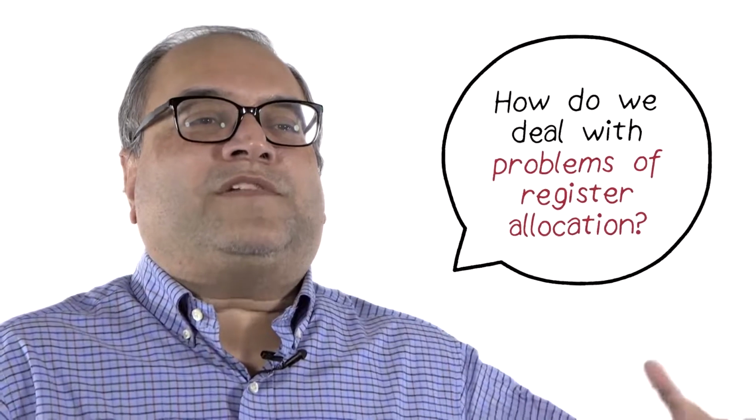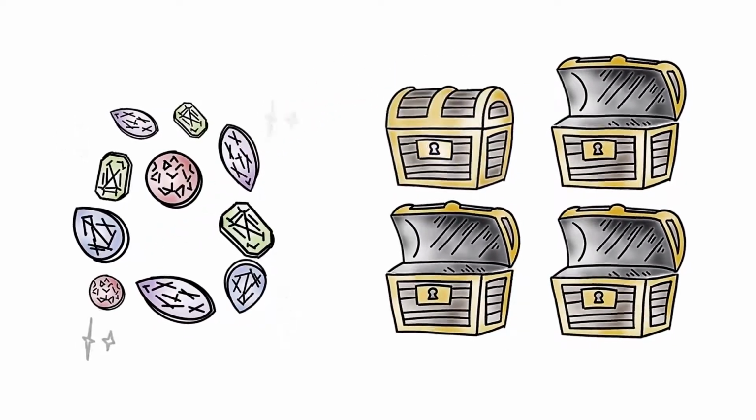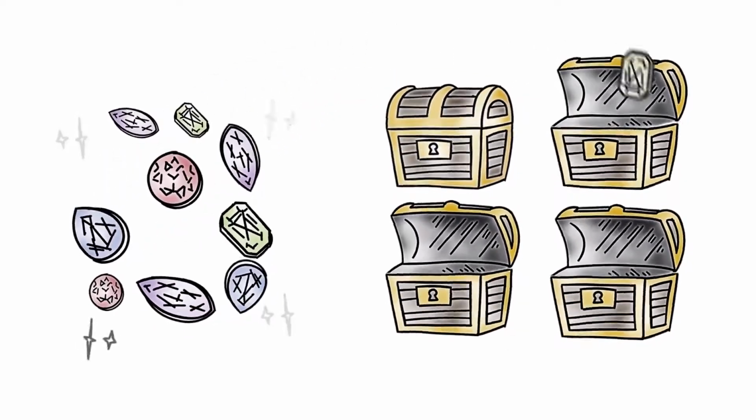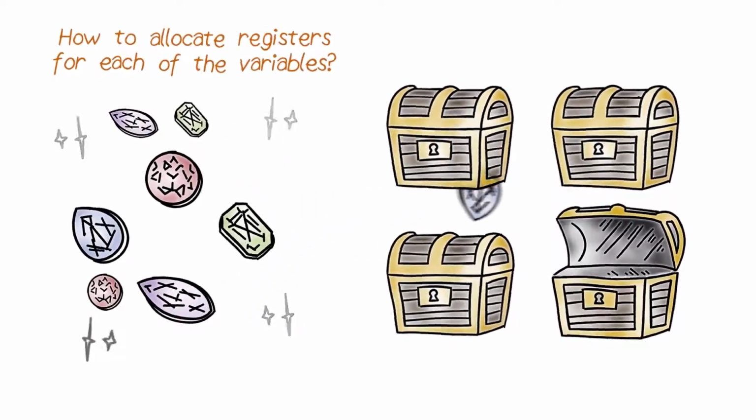After seeing all this analysis, we must finally answer a question. How do we deal with the problem of register allocation? We have figured out the flow of a program. We know which variables are live where. Now we have to figure out how to allocate registers for each of the variables.